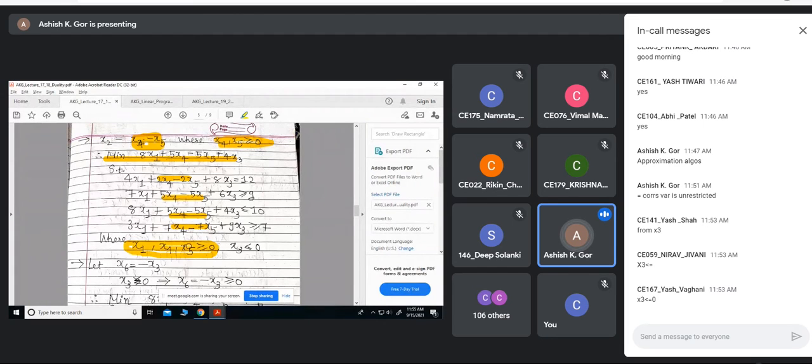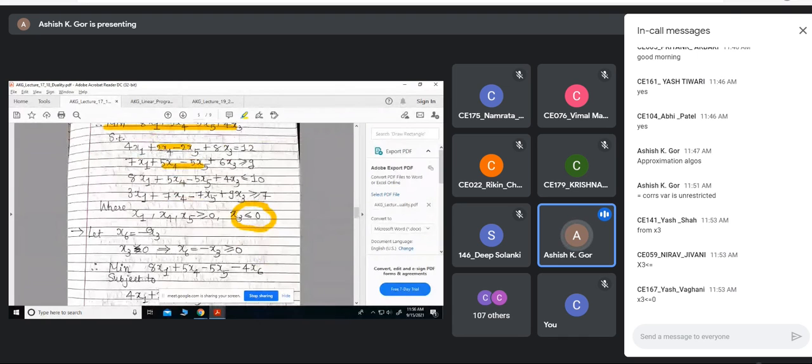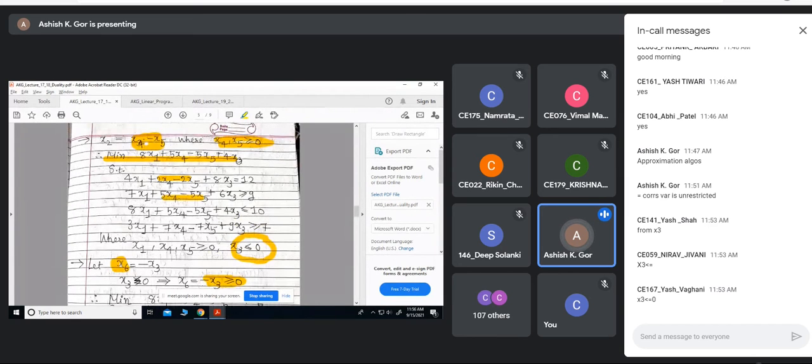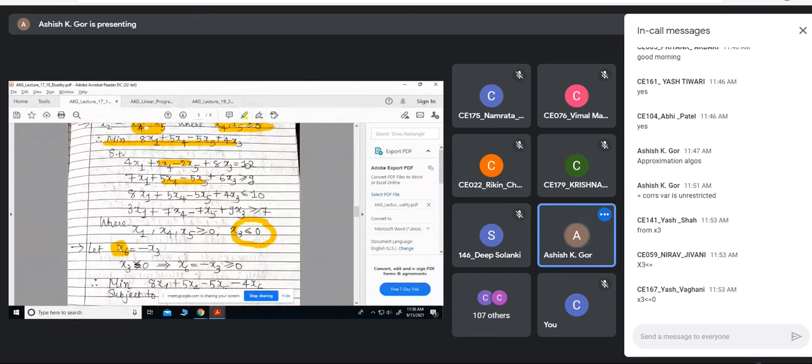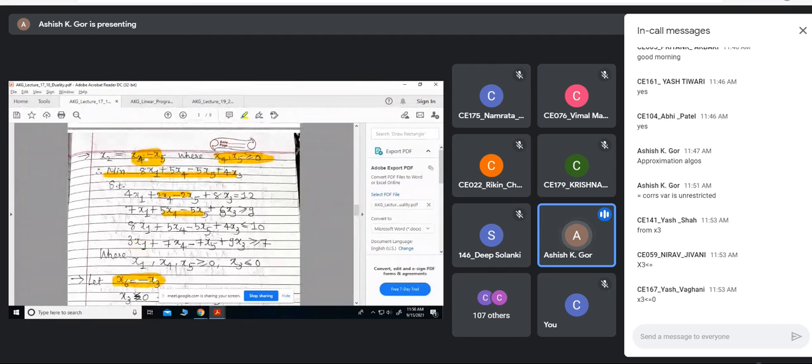All are non-negative. x3 is non-positive, but still this is not desirable. x3 less than equal to 0. So what can I do? I can take the negative of x3 and give it a name, x6. Since x3 is negative, x6 would be negative of negative, so it would be positive. So in place of x3, I will put minus x6.